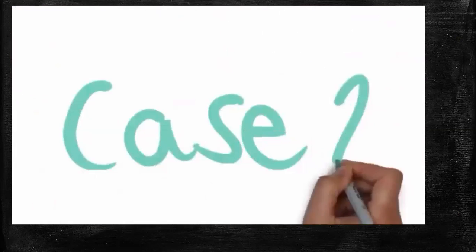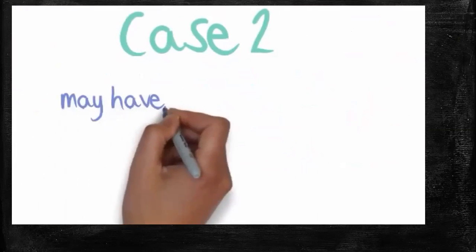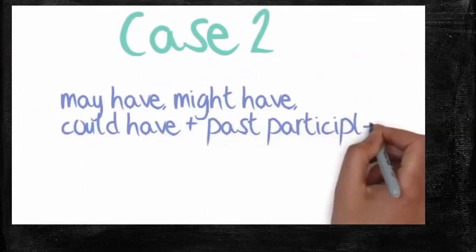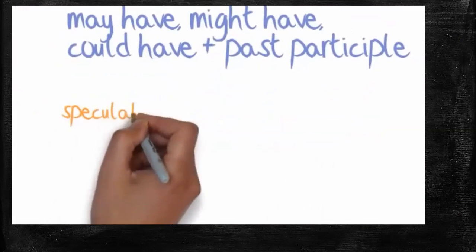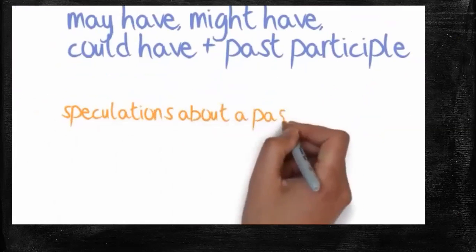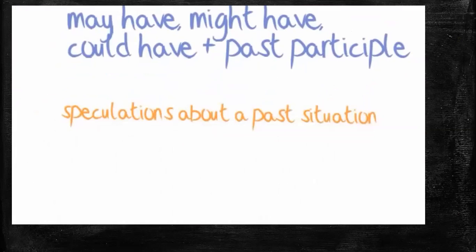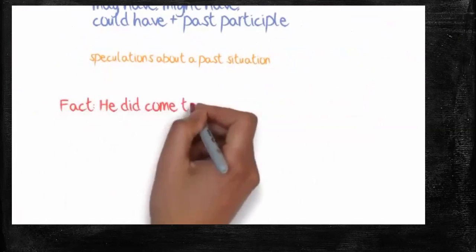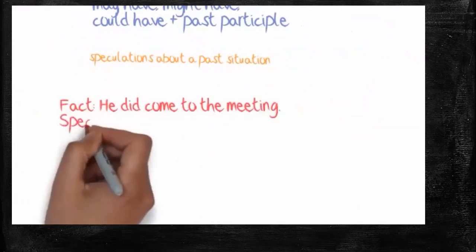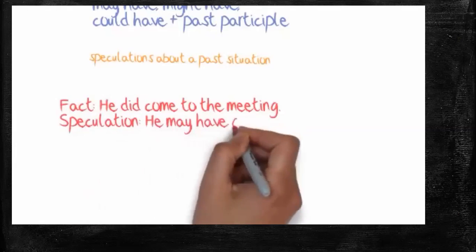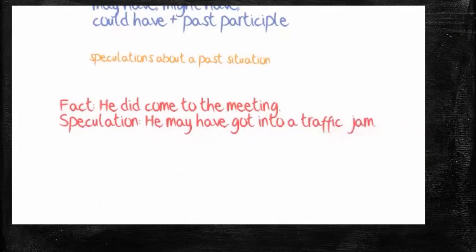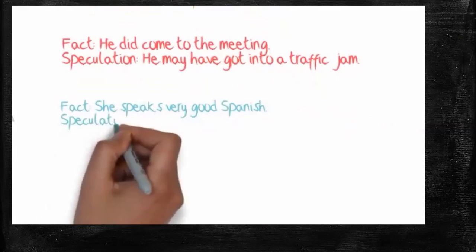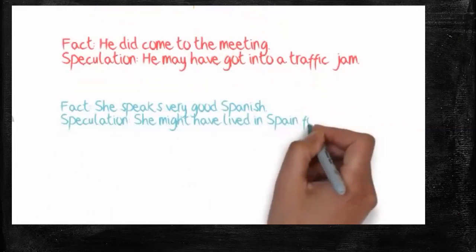Case number 2. We use may have, might have, could have, plus past participle to express speculations, in other words, possibilities about a past situation. These speculations are usually based on some facts we have. A fact: he didn't come to the meeting. Speculation: he may have got into a traffic jam. A fact: she speaks very good Spanish. Speculation: she might have lived in Spain for some time.